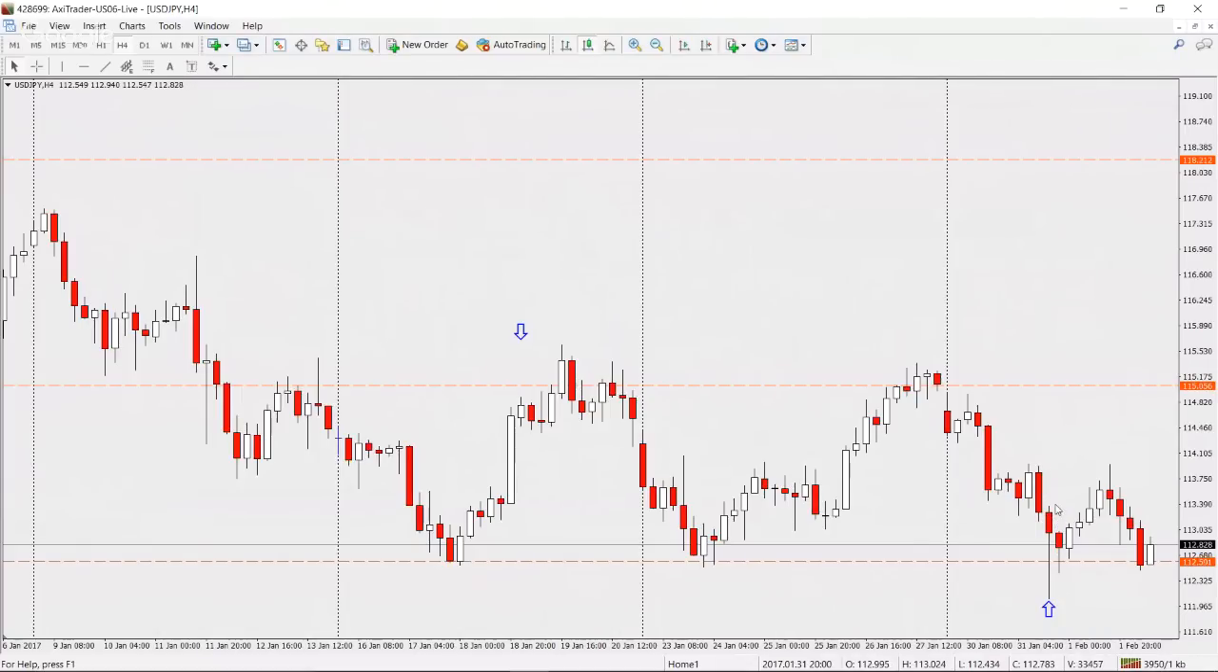Now this one's got all the characteristics of a kangaroo tail. The open, the close in the top third, and the tail's nice and long and extends beyond the horizontal support and resistance zone.